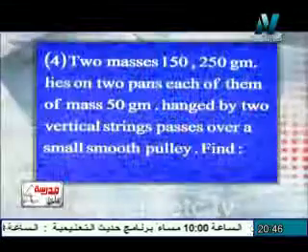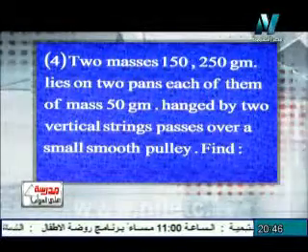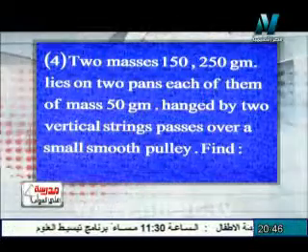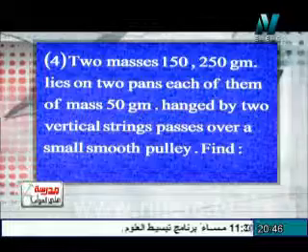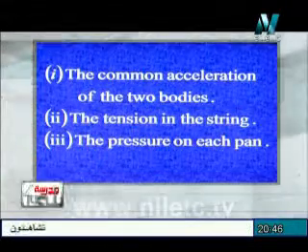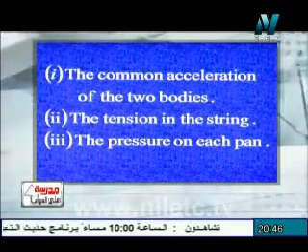Thank you, Mr. Medhat. Let's go to a new type of problem in the next example. Two masses 150 and 250 grams lie on two pans, each of them of mass 50 grams, hanged by two vertical strings passing over a smooth pulley. Find number 1, the common acceleration of the two bodies; number 2, the tension in the string; number 3, the pressure on each pan.